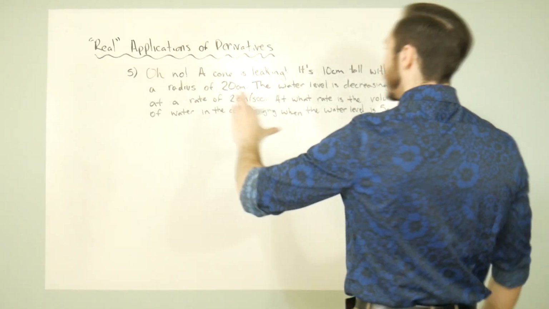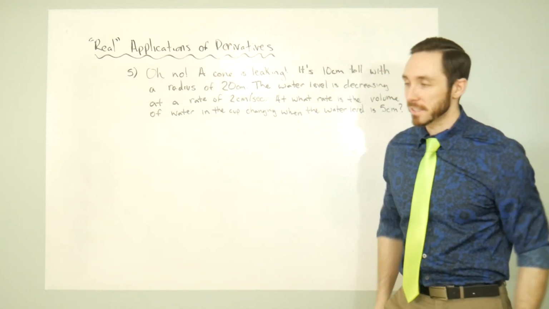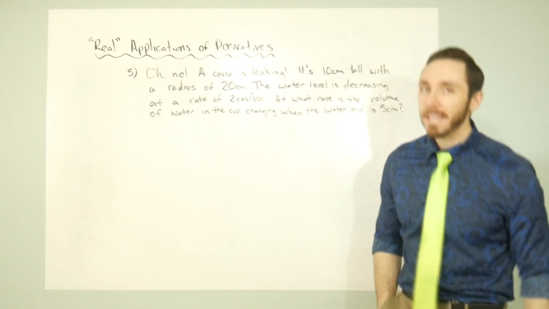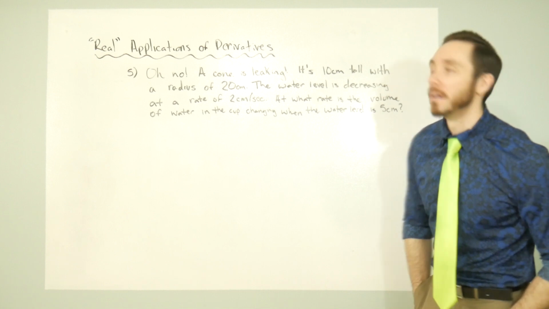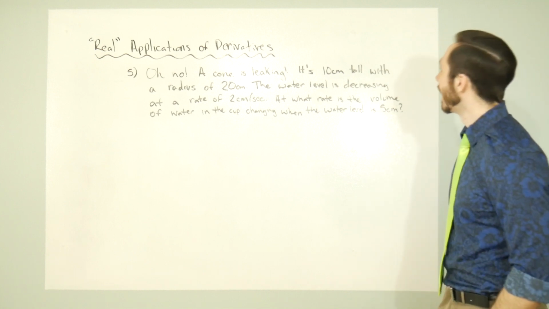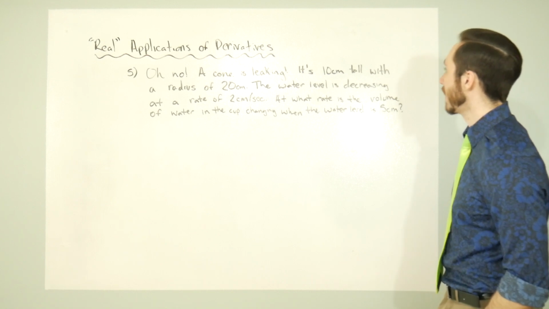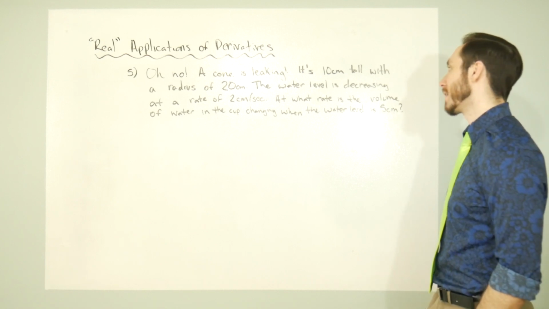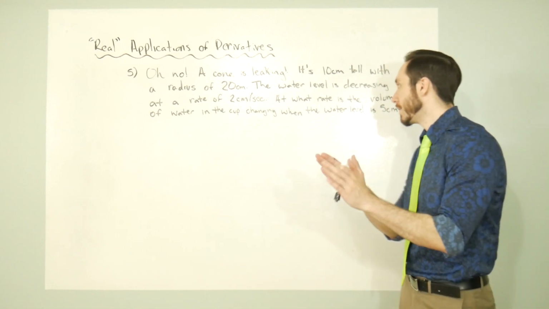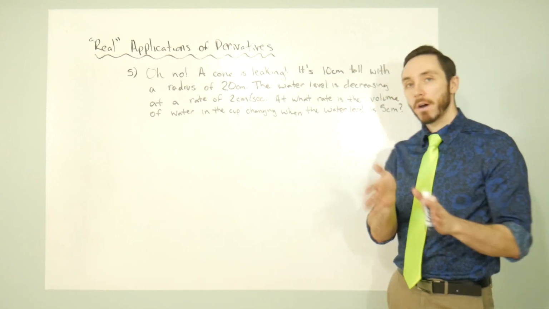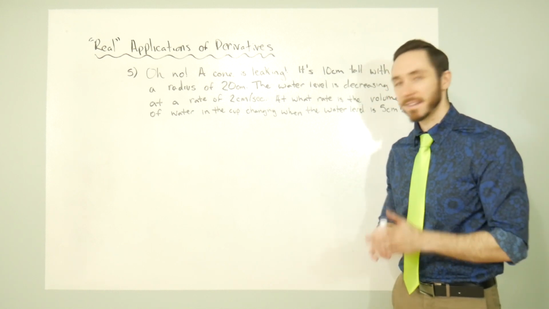All right, last and final one on the list is a classic again. I know that the sliding ladder is a classic, but the cone, the leaky cone, is as well. Oh no, a cone is leaking. It's 10 centimeters tall with a radius of 20 centimeters. The water level is decreasing at a rate of 2 centimeters per second. At what rate is the volume of the water in the cup changing when the water level is at 5 centimeters?